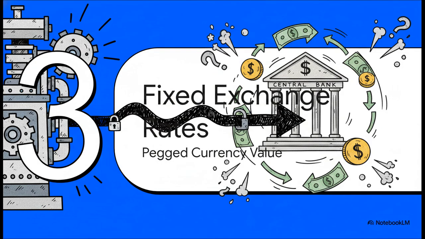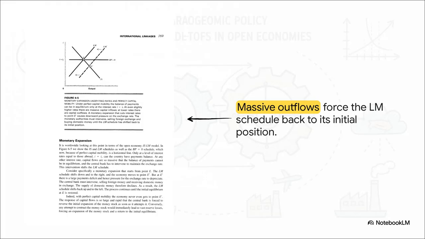Section 3. Fixed exchange rates. Now, we're going to completely change the environment of our machine. We're locking the exchange rate in place. The central bank is now legally obligated to buy or sell as much currency as necessary to keep the exchange rate strictly fixed. Brace yourself because there's a massive surprise coming.